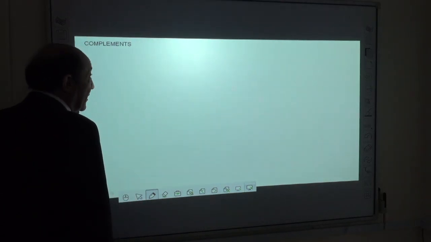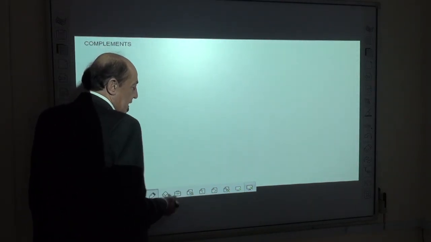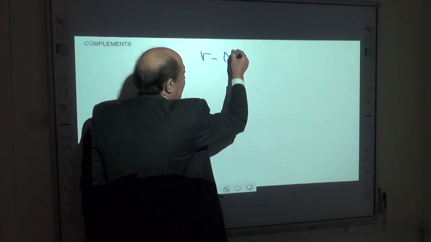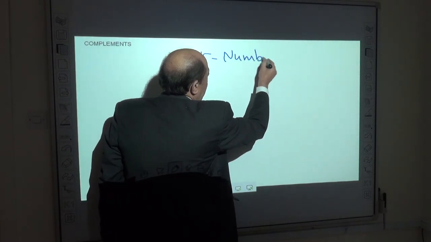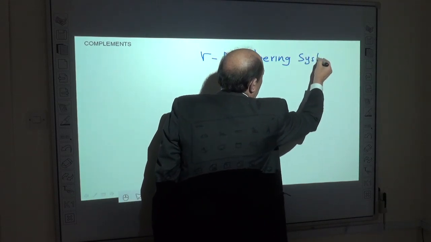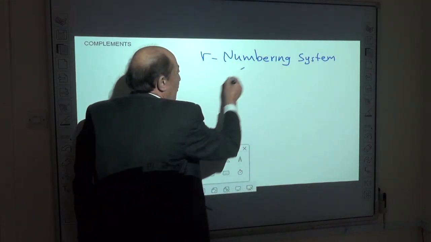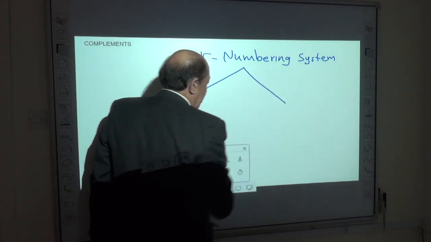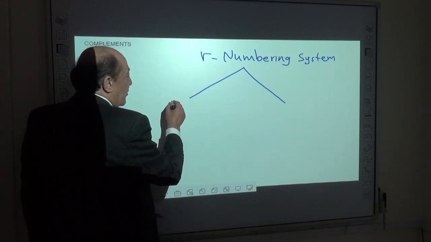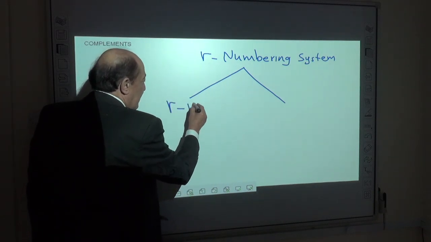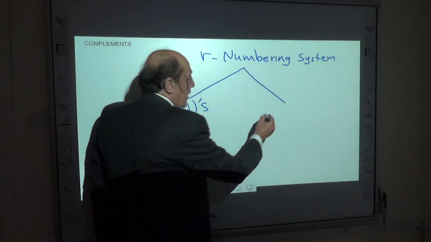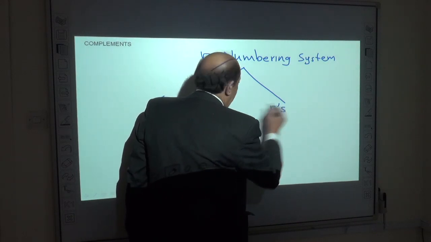We start our next topic, complements. In general, in any numbering system, there are two types of complements: R minus 1's complement and R's complement.